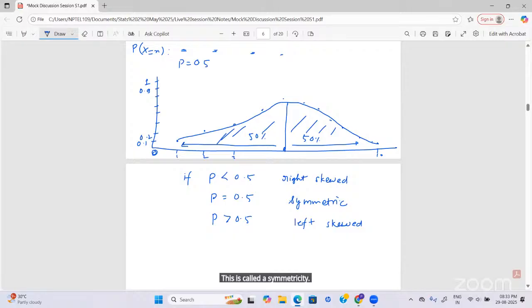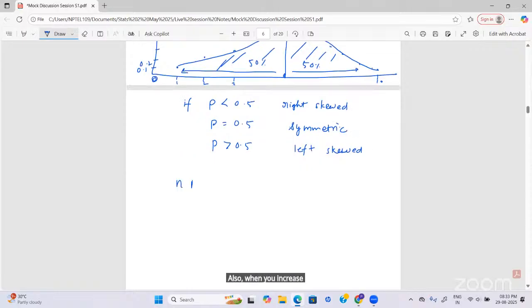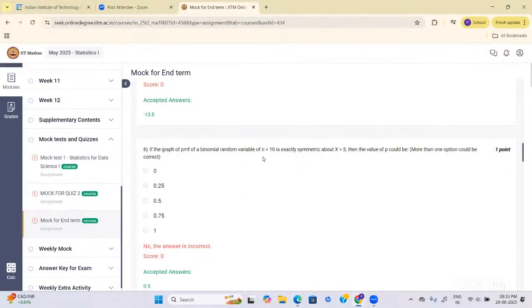So when you plot, we can say that if n is given as 10, then it will be symmetric at p equal to 0.5. For p equal to 0.5, the shape of the PMF is always symmetric. Also, when you increase the value of n, it becomes symmetric for larger n. Now, is this clear?